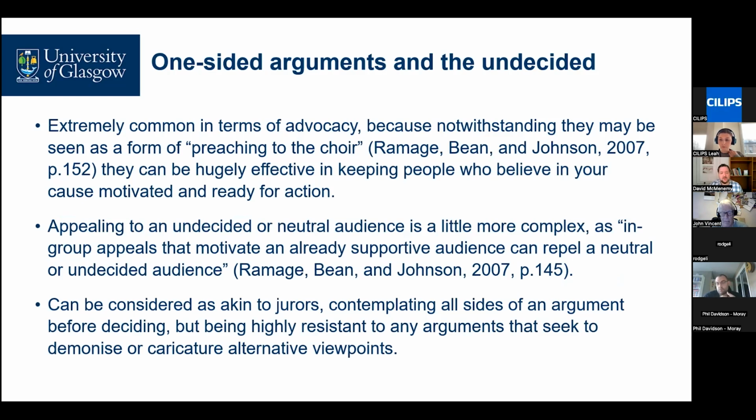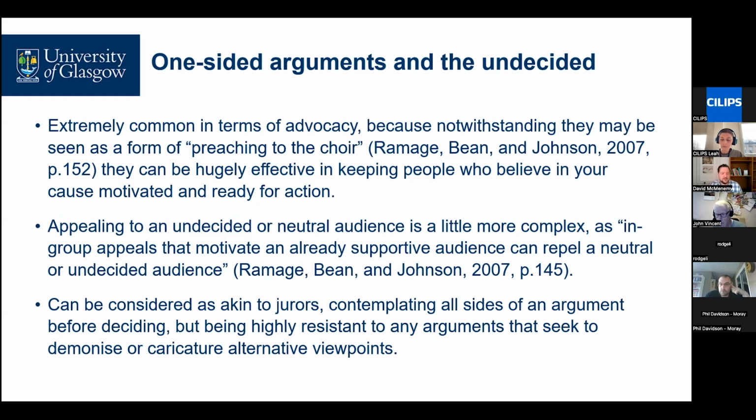But one of the big challenges that we have is not appealing to people who are completely opposed to us. It's appealing to people who might be undecided or neutral around an issue. As Ramage, Bean and Johnson say, in-group appeals that motivate an already supportive audience can repel a neutral or undecided audience. So some of the messaging that we put across that might be kind of very happy clappy, talking about all the things that we love about libraries, might not be necessarily something that convinces someone who's in the middle. So again, we have to try and understand their position.